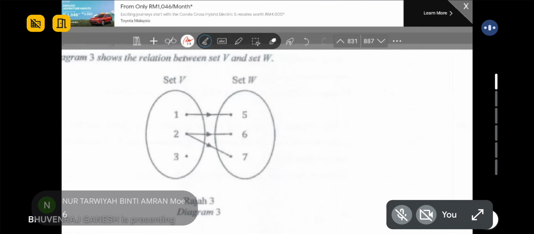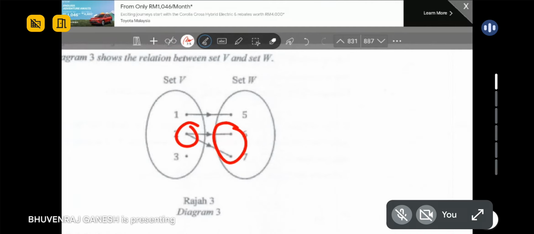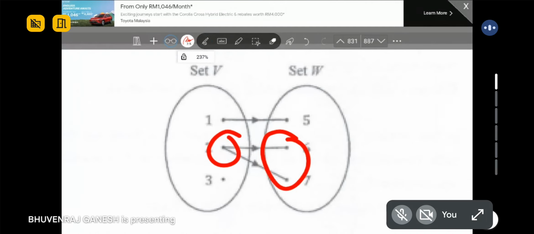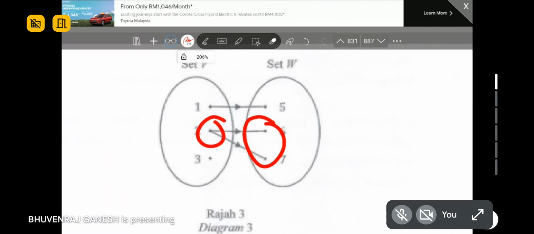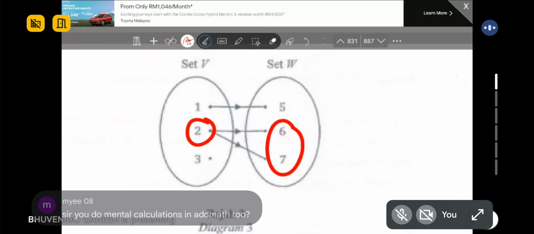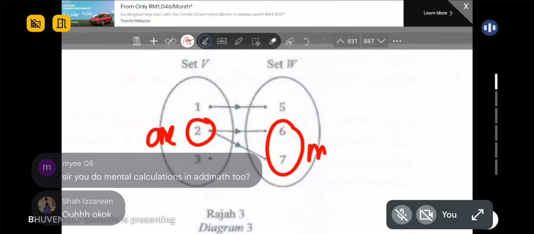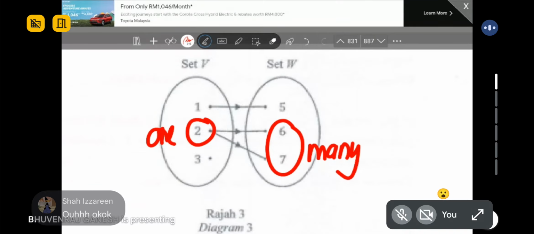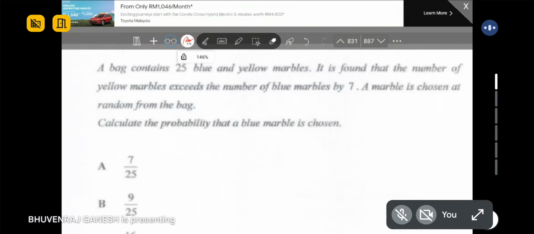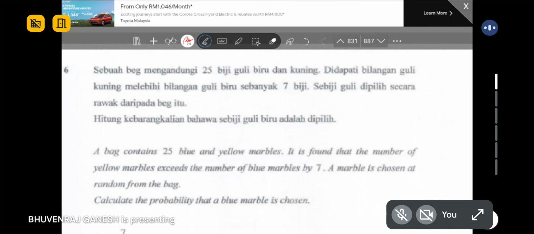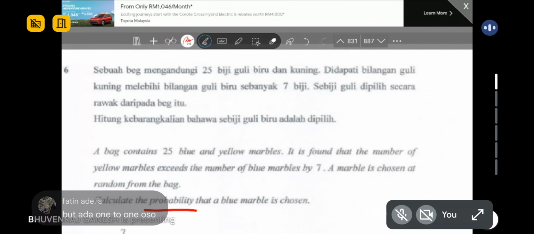Okay, 6 also. Okay, so this one is 1. This one is many. Can you guys see, guys? Satu kepada banyak. So that's why jawapan dia automatically B. Just nampak saja. Nothing to count. Okay, you guys see 1 over here, 2 over here. So 1, 2, many. Satu kepada banyak. I try also lah. I try my best. For admaths a bit hard, but I still try my best. Okay? Alright.